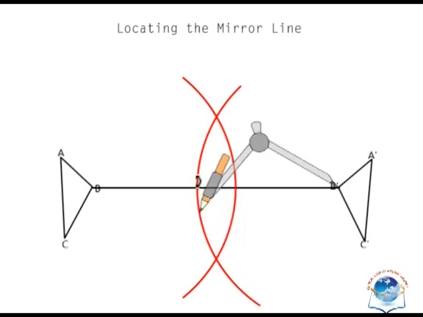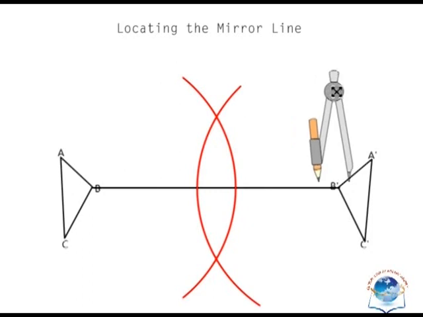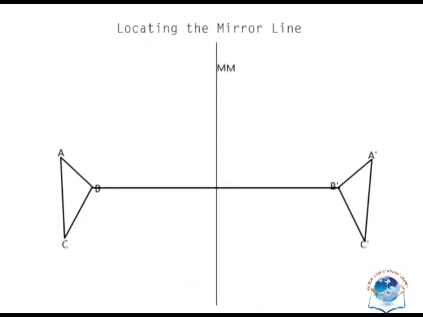Now the two arcs have intersected. I will close the compass now and draw the bisector. This line is the mirror line. It's MM.